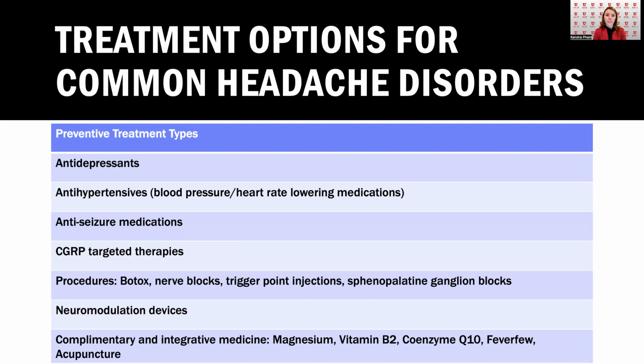There are neuromodulation devices, various different ones that can either be worn on the forehead, around the head, back of the head, one that does pulses to the neck. There's actually an armband one that you can wear. So all of these can be used as well. And then things like complementary and integrative medicine, so several vitamins and minerals, magnesium, vitamin B2, also known as riboflavin, coenzyme Q10, and feverfew. And then things like acupuncture can be used.